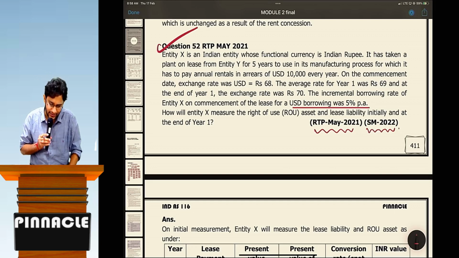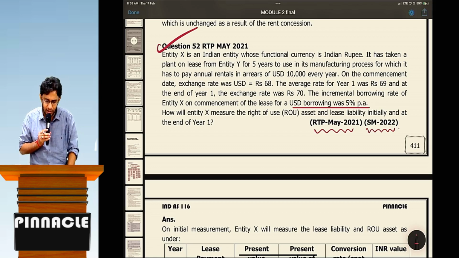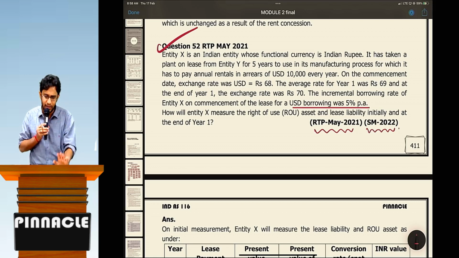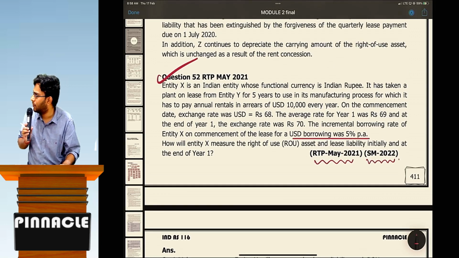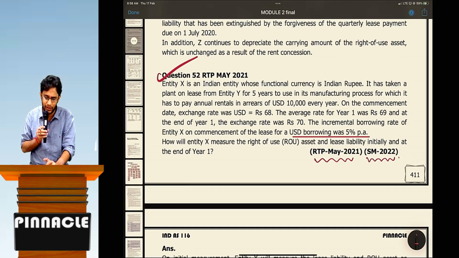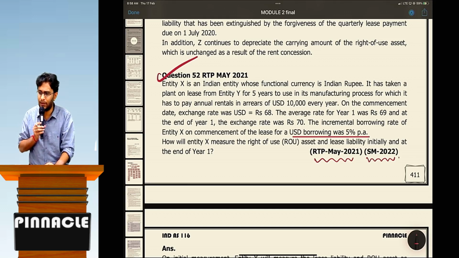How will entity X measure the ROU asset and lease liability initially and also at the end of year 1? Sir, the easy version is, forget that this is a foreign currency problem. You are an Indian company, for 1 second forget. Quickly work out the present value of the lease liability. How many 10,000s are there? 5 years, no? 5 10,000s are there. Discounting rate is 5%. Directly discount it. Your present value will also be in which currency? Dollars.